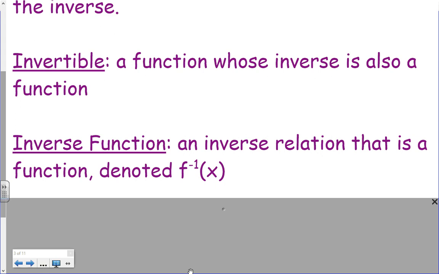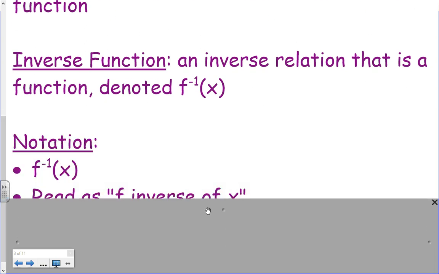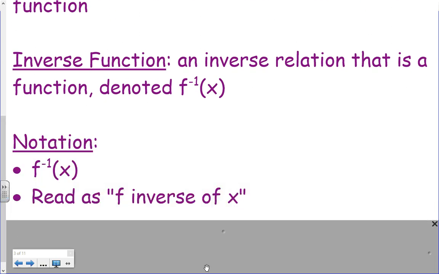The bad part about that notation, I guess, is that notation also is used to represent other things. And we'll talk about that in just a second here, but just realize that that special notation, f to the -1, that is something special. It means that you were talking about an inverse function.